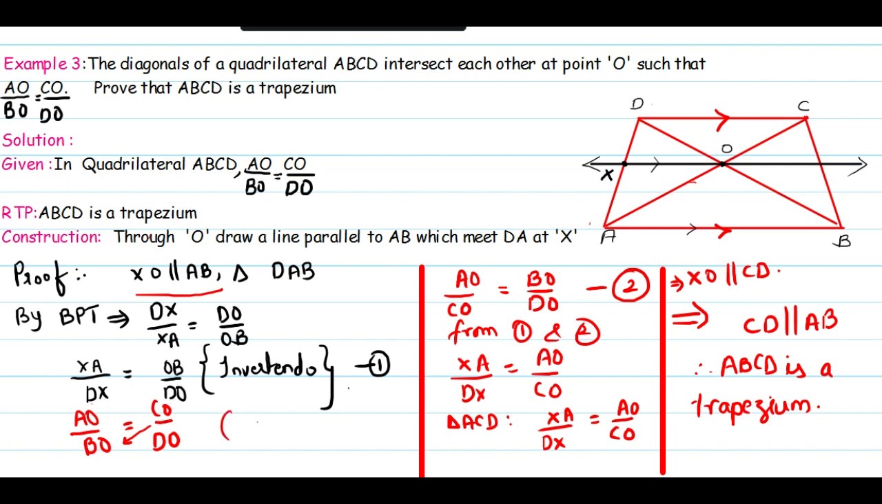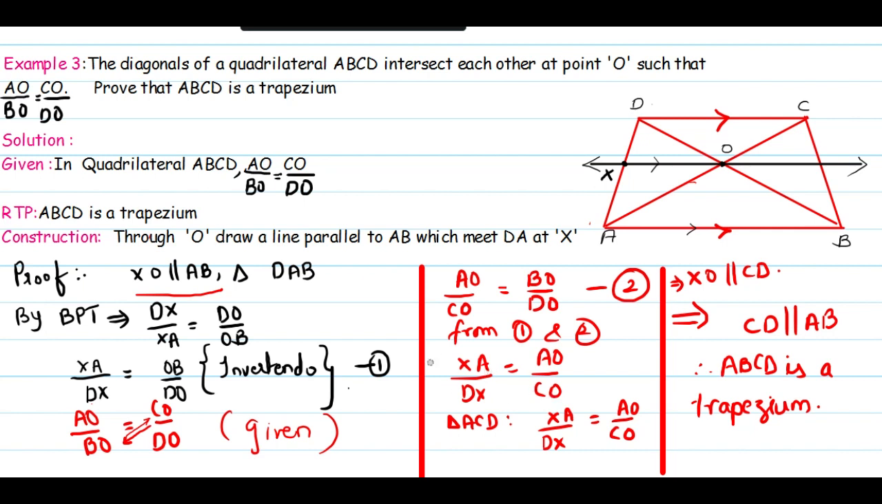From the given condition that AO by BO is equal to CO by DO, we can rearrange it to get AO by CO is equal to BO by DO. What did we do? BO we have sent to the other side and CO we have brought here. From equations 1 and 2, which are both equal to OB by DO, we can say that both the LHSs are equal. So, XA by DX is equal to AO by CO.